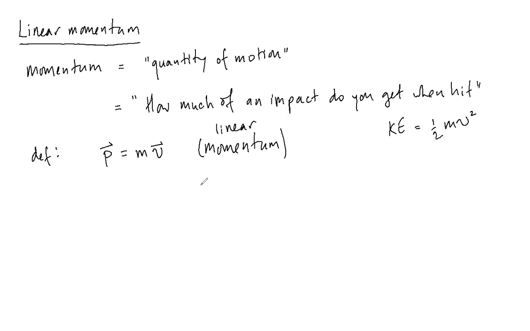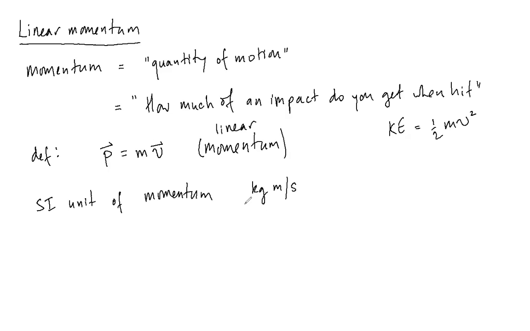But if you do care about direction, and you do want the vector nature to be expressed, then you'd be talking about this quantity here, the quantity of motion, which is the linear momentum. So this is the difference here. You get it by multiplying a mass by velocity, and the SI unit of momentum is known as the kilogram meter per second.